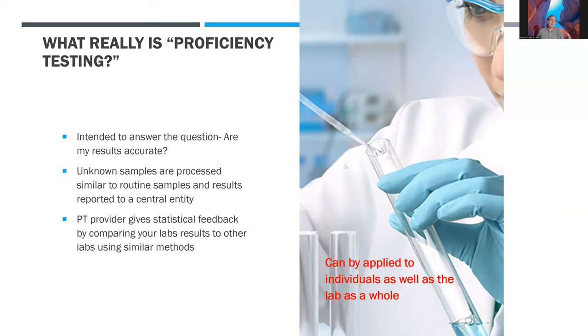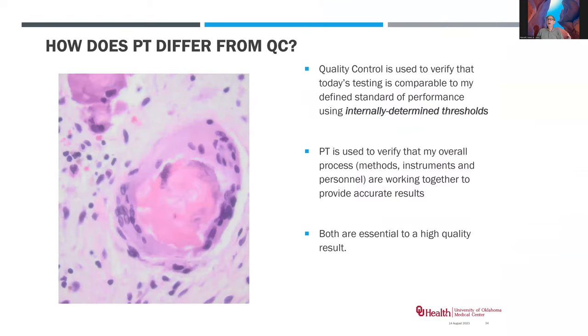Proficiency testing is usually able to give you some sort of statistical feedback that compares your results to other laboratories that are using similar, if not identical, methods. And that's a very, very powerful bit of information to be able to draw upon. Now, you can use proficiency testing to monitor individual performance as well as the whole laboratory. But in general, we look at it as an entire laboratory function.